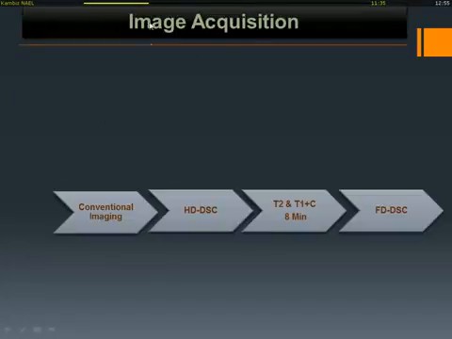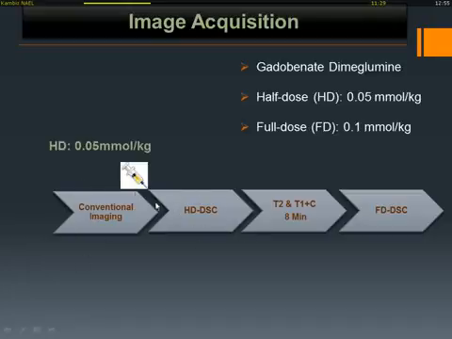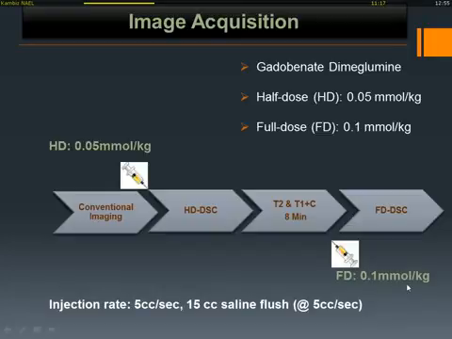This is our image acquisition scheme. We basically did our conventional imaging first. Then we did our half-dose perfusion using 0.05 millimole per kilogram gadolinium. Then in between, we did T2 and T1 post-contrast images for about 8 minutes. And then at the end, we did a full dose using 0.1 millimole per kilogram. And each dose was flushed by 15 cc of saline.